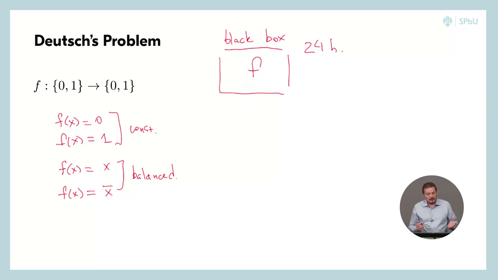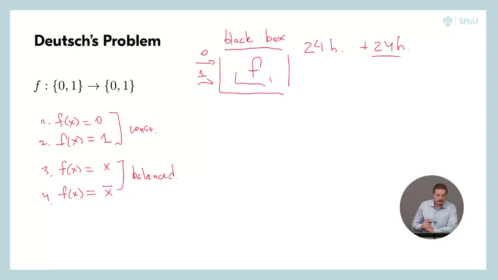And the question is, which type of function sits here in the box? Is it constant or is it a balanced function? So how much time do we need to answer this question? In the classical case, it appears that we still have to query this oracle twice, to give it 0 and 1 and to see what it returns. After that, we will know exactly which of these functions sits there. And this is useless information for us. We needed only the type, and we paid for this useless information with our time, with extra hours.